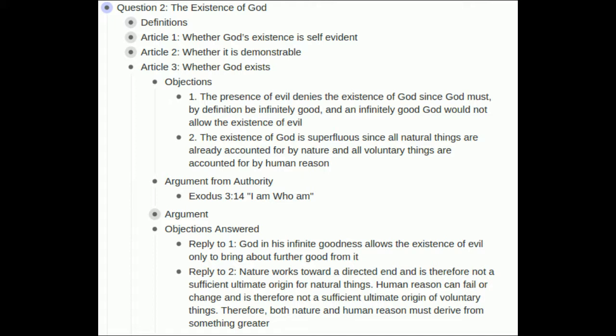And argument from authority, or argument, we're going to get into the five proofs here in just a second. What we need to discuss first is this issue of proper causes, because this is something that causes a lot of misunderstanding regarding what St. Thomas means with his five proofs. Now, let me explain, and we'll see this repeatedly throughout the five proofs.